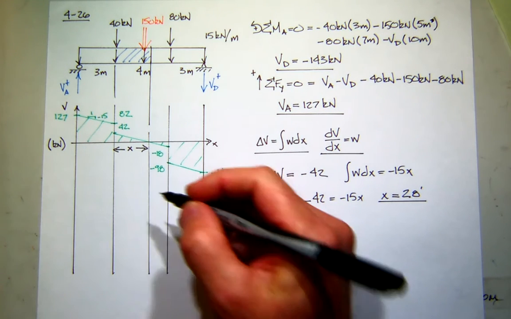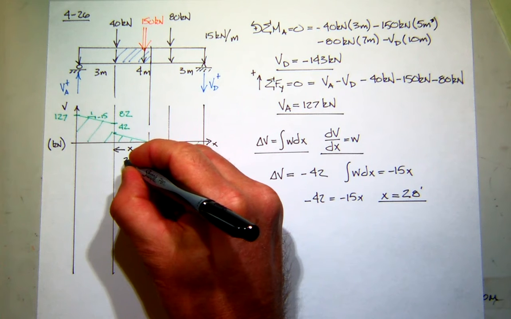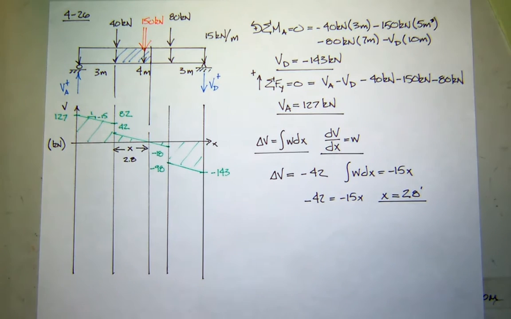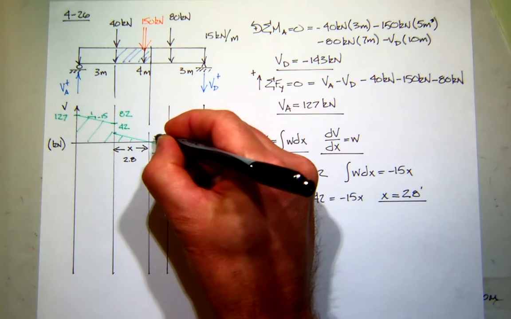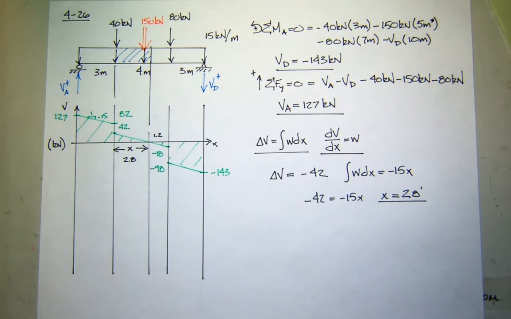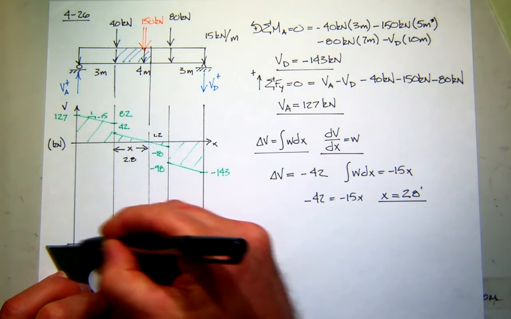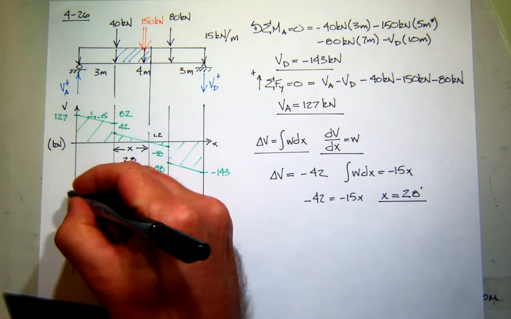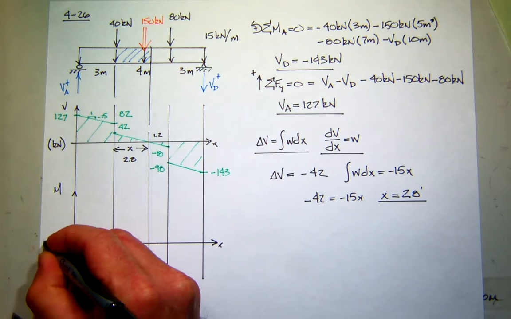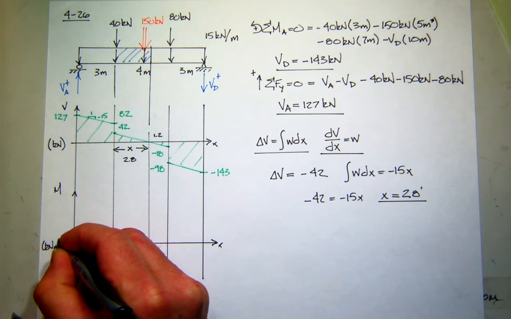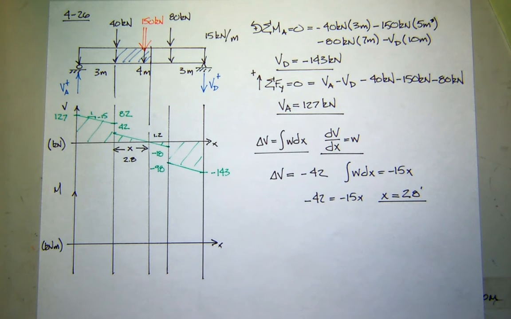So if this is 2.8, is it 2.8 or 2.3? What's 42 divided by 15? It's 2 something. 2.8? So this is 1.2. So now I have all the dimensions I need. So let's add in our positive axes for our moment diagram, and all of our units will be kilonewton meters. So what is the moment at A?